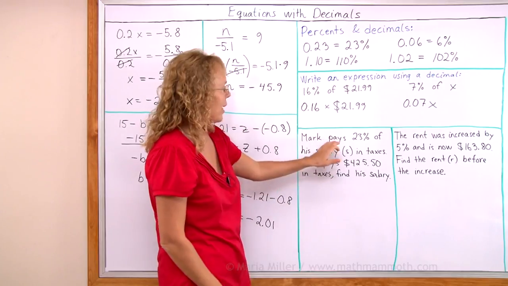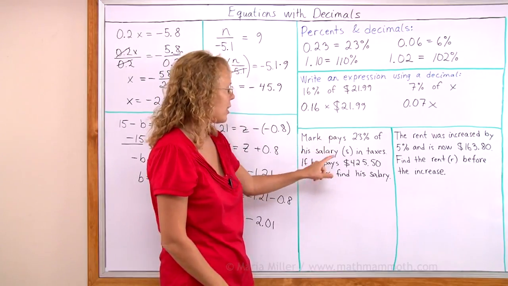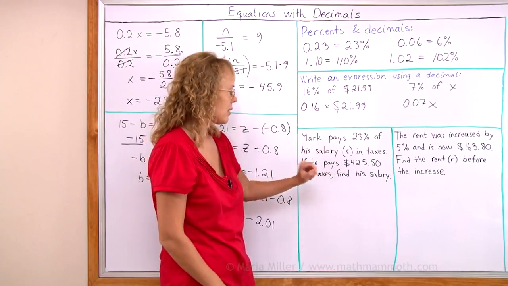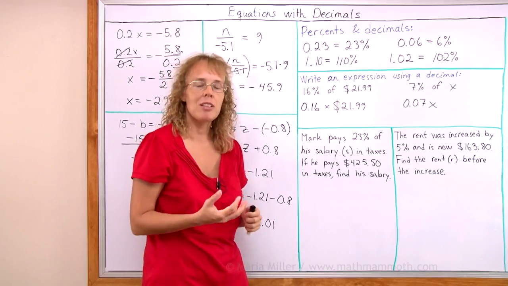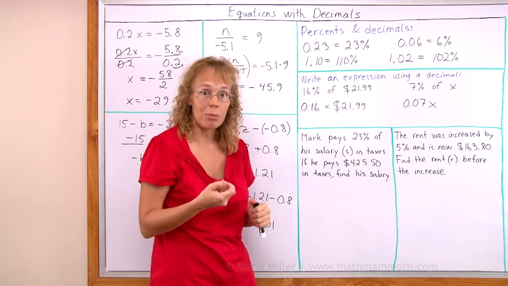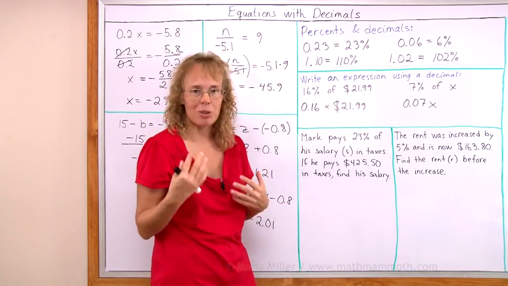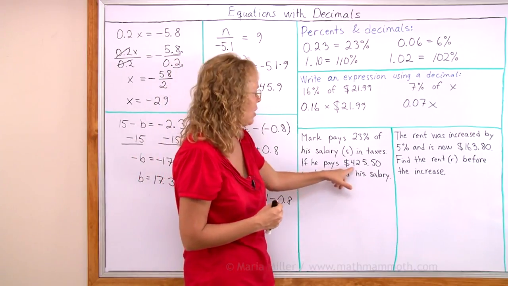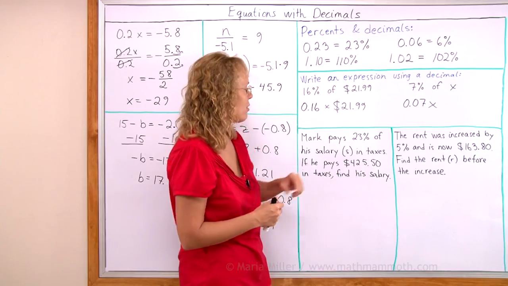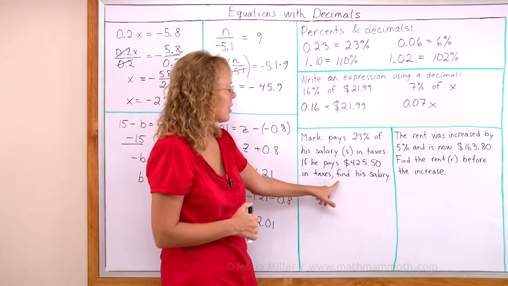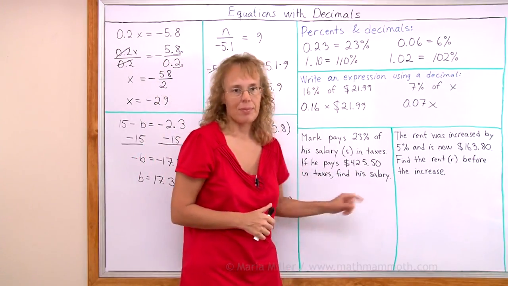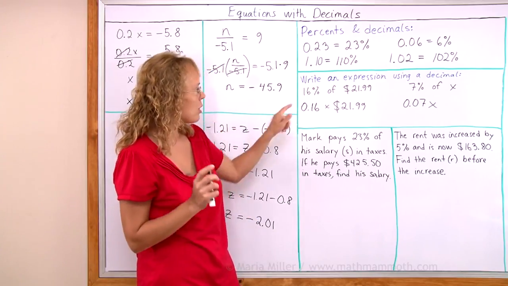Okay, Mark pays 23% of his salary, S, in taxes. I put the S here. That means that we're going to denote his salary by the variable S. That's the unknown. Find his salary is what we are supposed to do. If he pays $425.50 in taxes, then find his salary. Okay, this is the same situation as here.